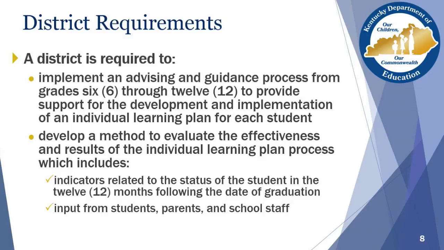It's a requirement to develop a method to evaluate the effectiveness and results of the individual learning plan processes, which are included, so this is just coming right from the reg, indicators related to the status of the student in the 12 months following the date of graduation. This is our transition data collection requirement. So you could say that you can use that to help you in the effectiveness. Some of these things are already in place, and you just have to be intentional about how you're using that information. You can also do surveys if you wanted to send them to parents and students, either way. And for the next check mark, the input from students, parents, and school staff. That's on you to be creative and think through how you're going to do that.